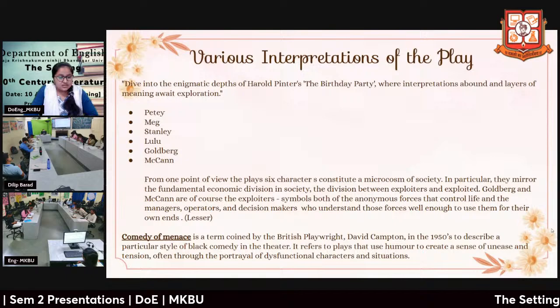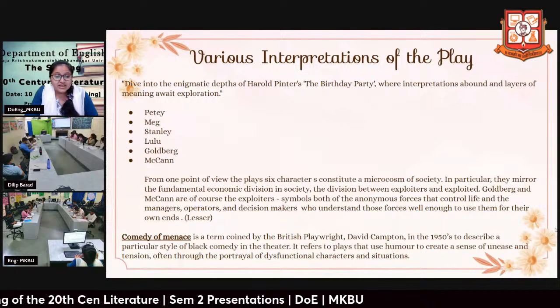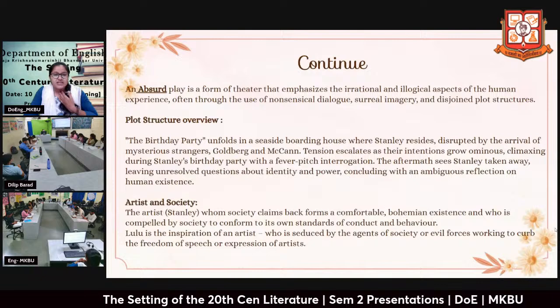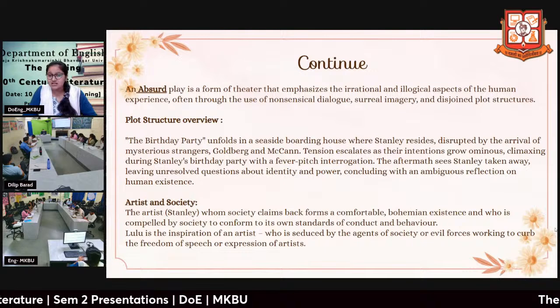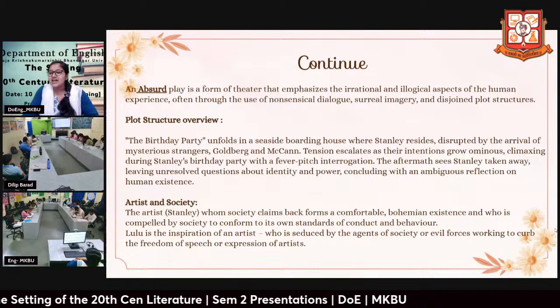Now, comedy of menace. Comedy of menace is a term coined by the British critic Irving Wardle in the 1950s to describe a particular style of black comedy in the theatre. It refers to plays that use humor to create a sense of unease and tension, often through the portrayal of dysfunctional characters and situations. An absurd play is a form of theatre that emphasizes the irrational and illogical aspects of the human experience, often through the use of nonsensical dialogue, which is used in this play. I have not mentioned here, but also choral imagery and disjointed plot structures.